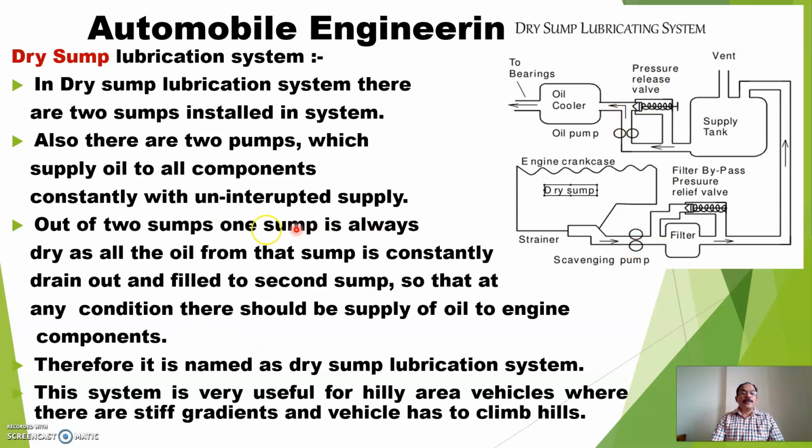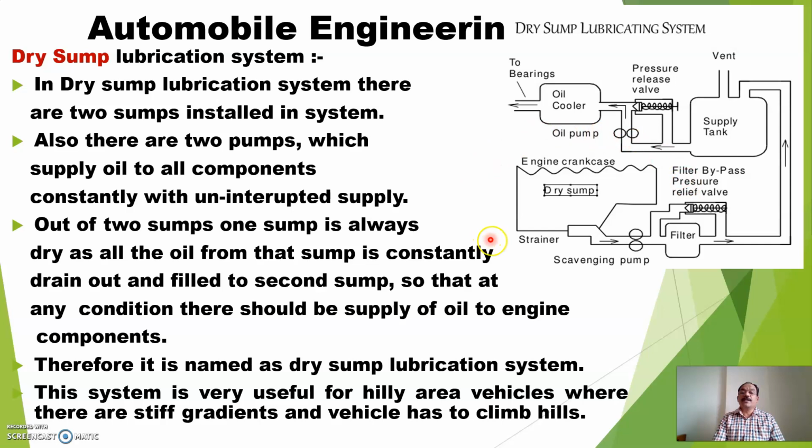Out of the two pumps, one pump is always dry as all the oil from the sump is constantly drained out and filled to second pump. The function of this pump is to drain out the oil from this sump and fill this tank, so that at any condition there should be supply of oil to the engine components. Therefore, it is named as a dry sump lubrication system. This system is very useful for hilly area vehicles where there are steep gradients and vehicle has to climb hills. So this type of system is called as dry sump lubrication system.